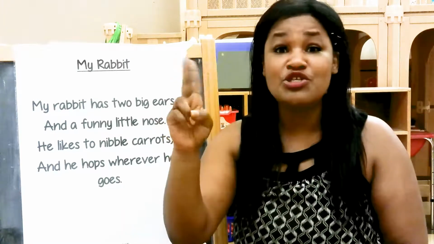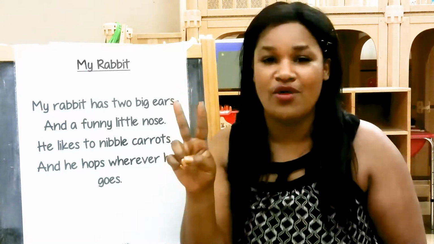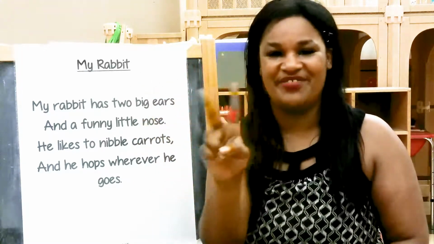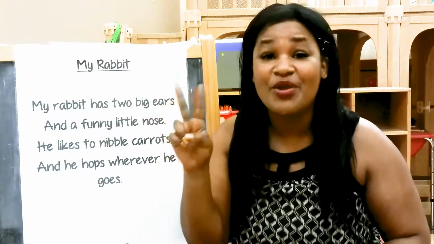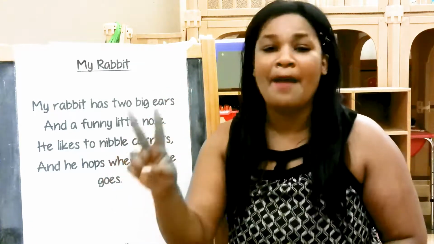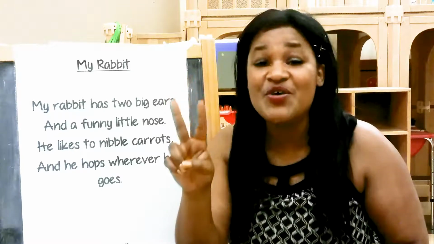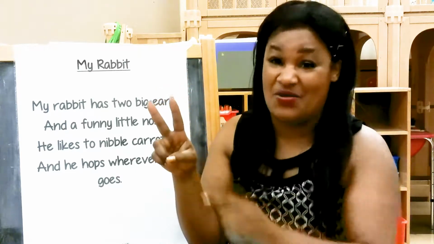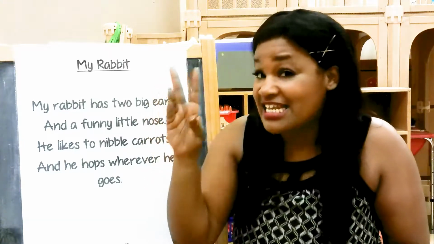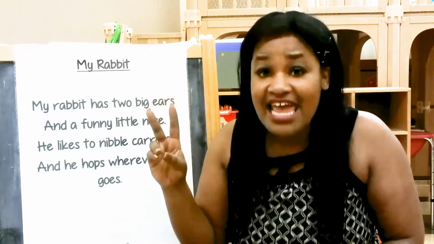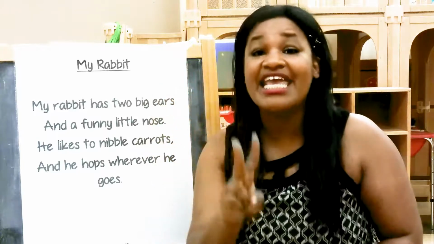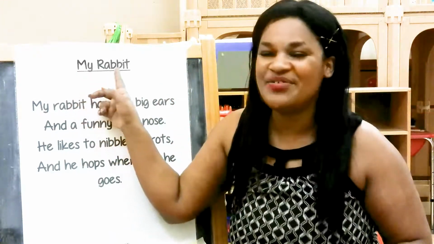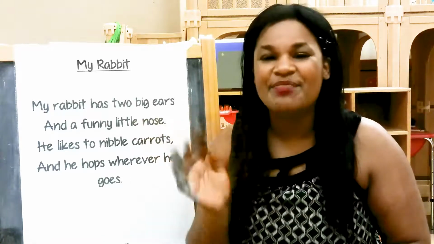First, let's hold up 2 fingers. We are going to pretend these are the ears. Are you ready? Do you have 2 fingers up? All right, then we're ready. Let's go. My rabbit has 2 big ears and a funny little nose. He likes to nibble on carrots and he hops wherever he goes. And that's the end of My Rabbit. Thanks for practicing with me.